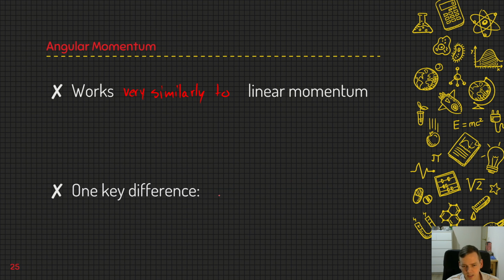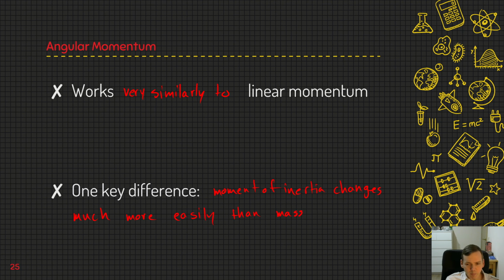The key difference is moment of inertia changes much more easily than mass. So when we're looking at momentum, we typically looked at any changes in momentum being due to changes in velocity, because it's very hard to change the mass of something.